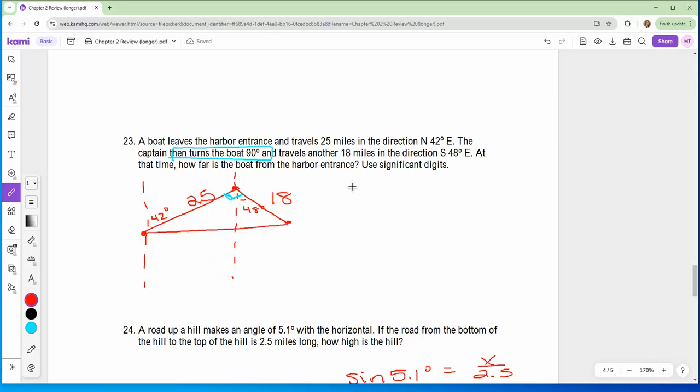We want to know how far is it from the harbor entrance. We're just looking for this side. So we have two sides in a right triangle. That means to get the third one, we could just do Pythagorean theorem. 18 squared plus 25 squared equals x squared.